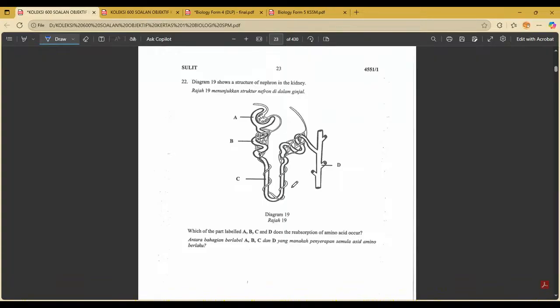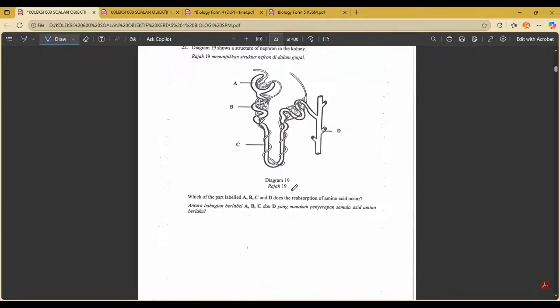So, structure of nephron in the kidney. Which part, label A, B, C, and D, does reabsorption of amino acid occur? Not D, that's for sure. Reabsorption into the bloodstream. This is already the urinary tract. Is it at the Bowman capsule thing, or I think it's like C. That's my first guess.